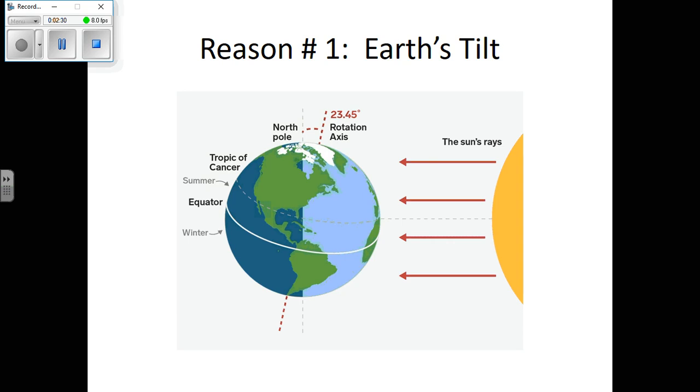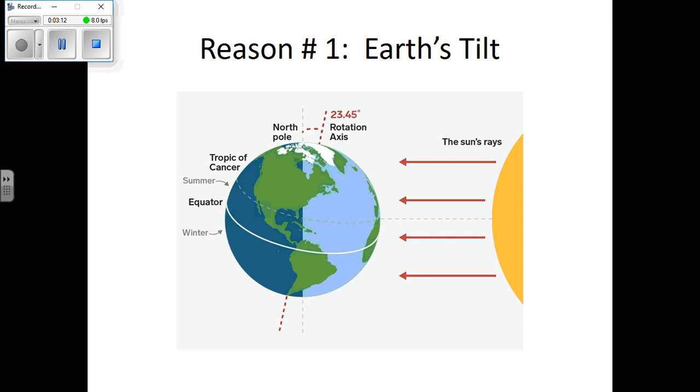The first is the fact that the Earth is tilted. It's tilted by 23 and a half degrees with respect to the orbital plane as it revolves around the sun. So notice it's slightly off kilter, right? You see the North Pole, it's actually tilted by 23 and a half degrees. This tilt means that as the Earth orbits the sun, different latitudes receive different intensities of sunlight, or strength of sunlight.